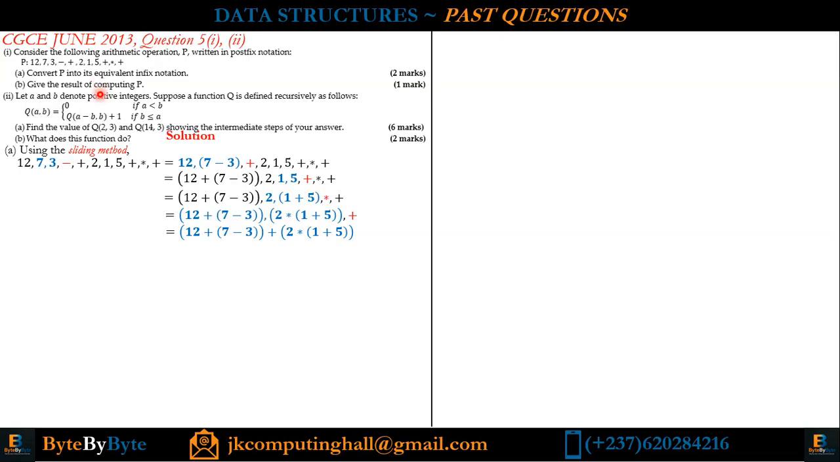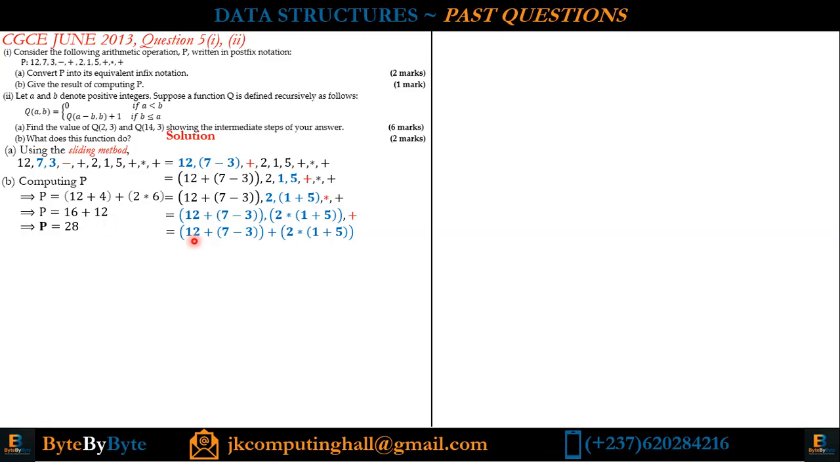The B part says give the result of computing P. Simple algebra. I'm simply going to have 12 plus 4, 2 times 6, then 16, 12, and I add the result. You have 28, dear students. So that is the solution for the sub 1 part.